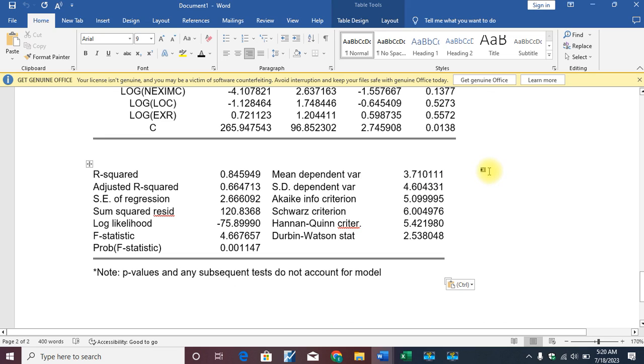So thank you. In my next video I will be looking at violations of OLS assumptions, which is also classified as post-estimation tests with this particular result.